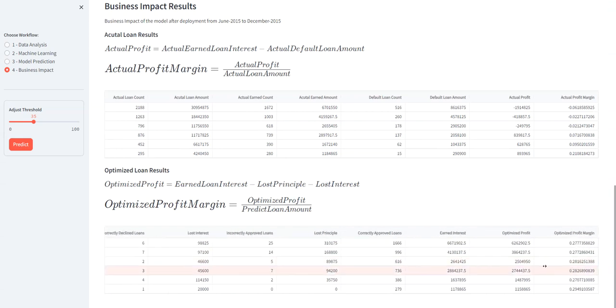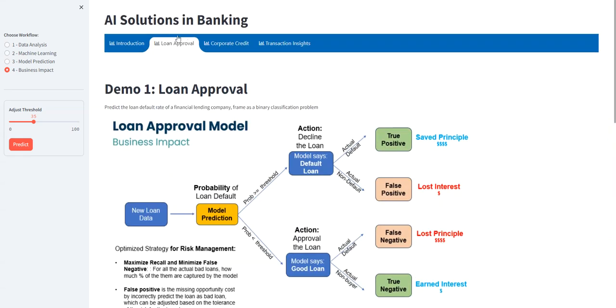But overall, your profit is going to jump from 0% to 27% if you avoid this incorrectly approved loan. You definitely have lots of bad loans before, and after you are going to have very few bad loans, like 25 versus 500. So in that case, you can greatly improve the rate of return of your portfolio as a bank or as a lending company. So that is basically the loan approval.